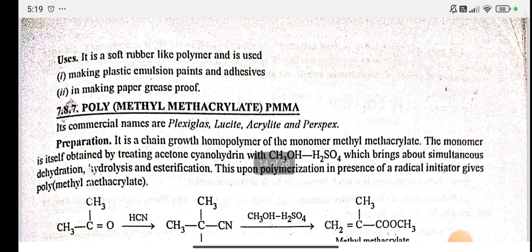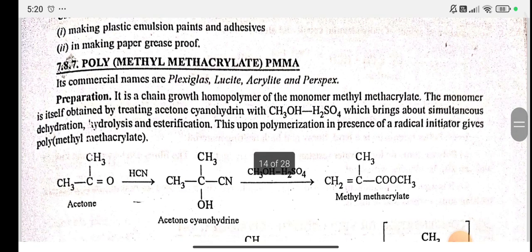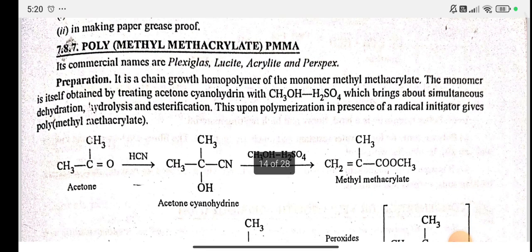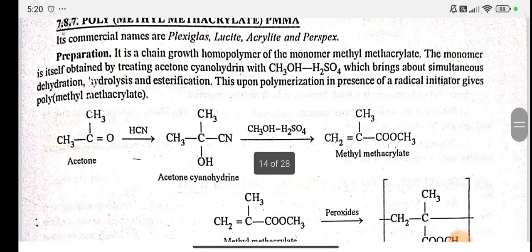Polymethyl methacrylate, PMMA. Preparation: it is a chain growth homopolymer of the monomer methyl methacrylate. The monomer is itself obtained by treating acetone cyanohydrin, which brings about simultaneous dehydration, hydrolysis, and esterification. This upon polymerization in the presence of a radical initiator gives polymethyl methacrylate.